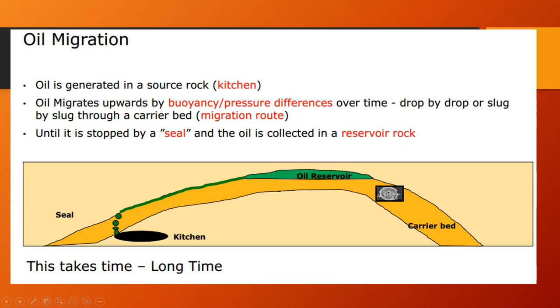And finally, in this oil reservoir, it is stopped by a seal on the top. For example, here it's what we call an anticline. It's a seal that will prevent the oil from fleeing away from this reservoir rock. This takes time, a long time, and it often happens at the scale of geological times.